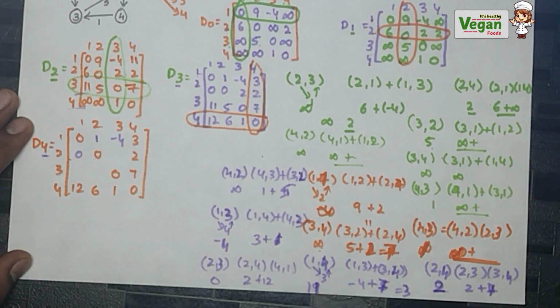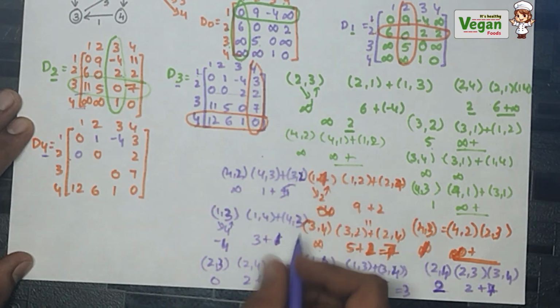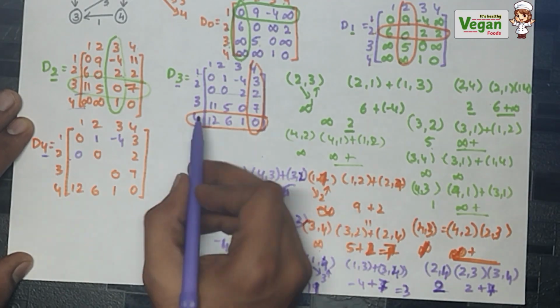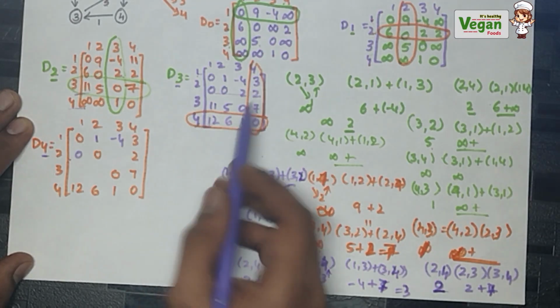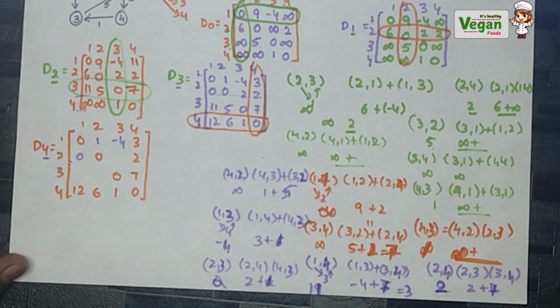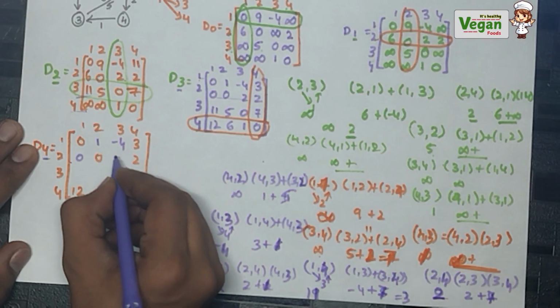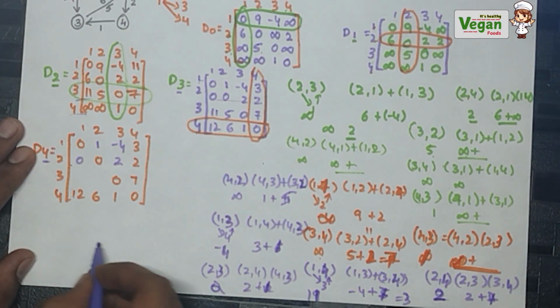Next I must find the 2 comma 3 value. We will be going from 2 comma 4 to 4 comma 3. So 2 comma 3 value in the previous matrix is 2, and 2 comma 4 value is 2 plus 4 comma 3 value is 1. So 2 plus 1 is 3. Among 2 and 3, which is the smallest one? It is 2. So write 2 here.